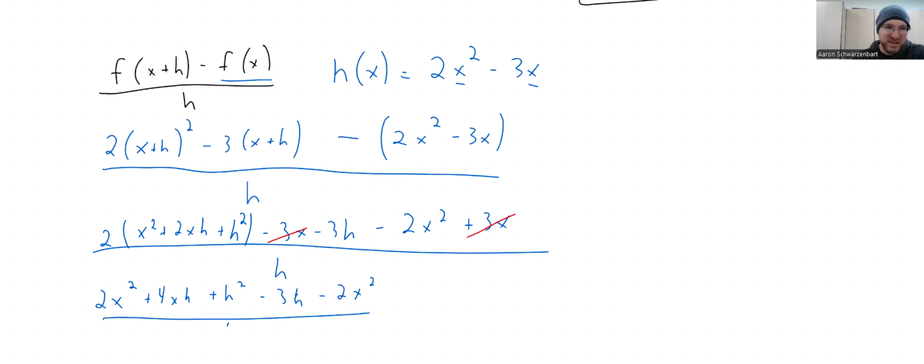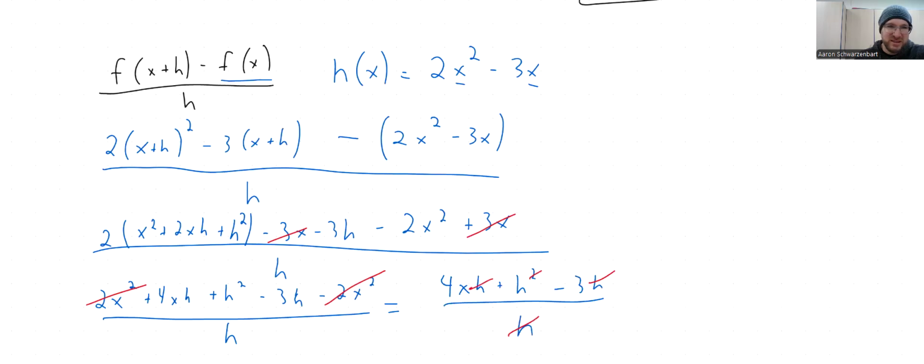And before I can start canceling h's, every term on top has to have an h. But those two, 2x squared and negative 2x squared, also cancel. If everything on top doesn't end up with an h, you did something wrong. Okay. Now everything on top has an h, so I can cancel one h from each term.